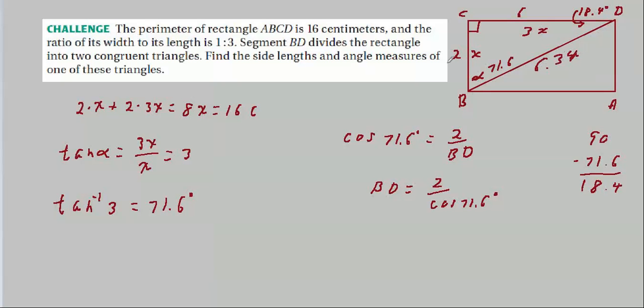On the other hand, we could have done this. 2 squared plus 6 squared equals what? 8 squared. So we have h equals the square root of 40. What happens if we punch that into our calculator?